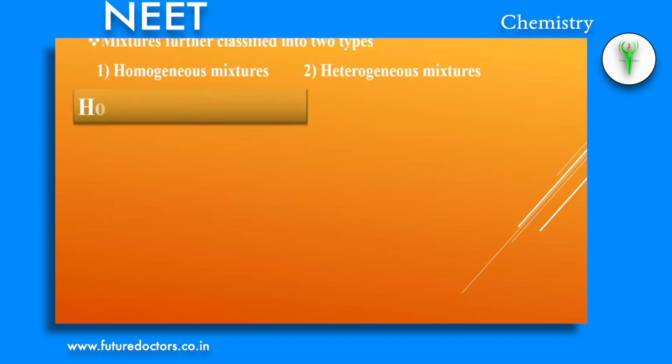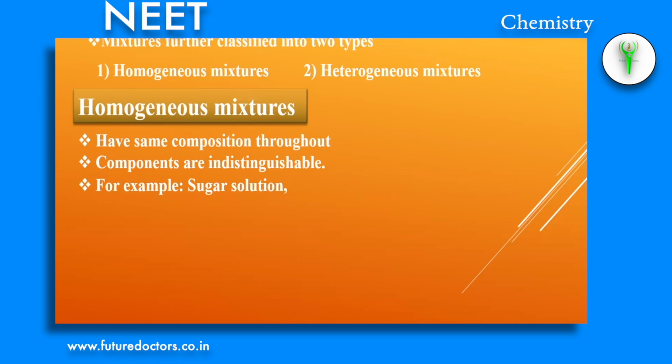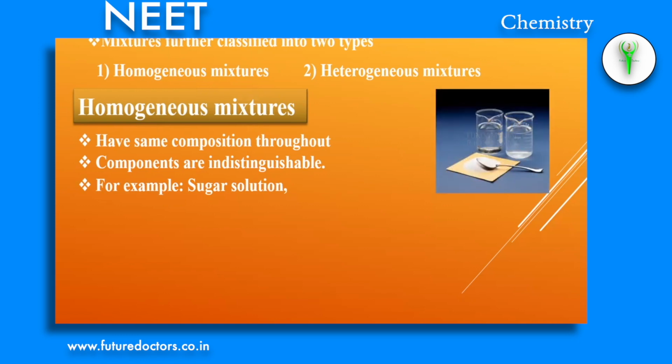Mixtures are classified into two types, homogeneous mixtures and heterogeneous mixtures. A homogeneous mixture means the composition is the same throughout. The components are indistinguishable. Even though we mix two components together, we cannot differentiate component one from component two. They are completely mixed with each other. For example, sugar solution: we mix sugar in water, and after mixing, they are completely mixed and we cannot differentiate. A gaseous mixture like air is also homogeneous. We cannot differentiate which is nitrogen gas and which is oxygen gas.